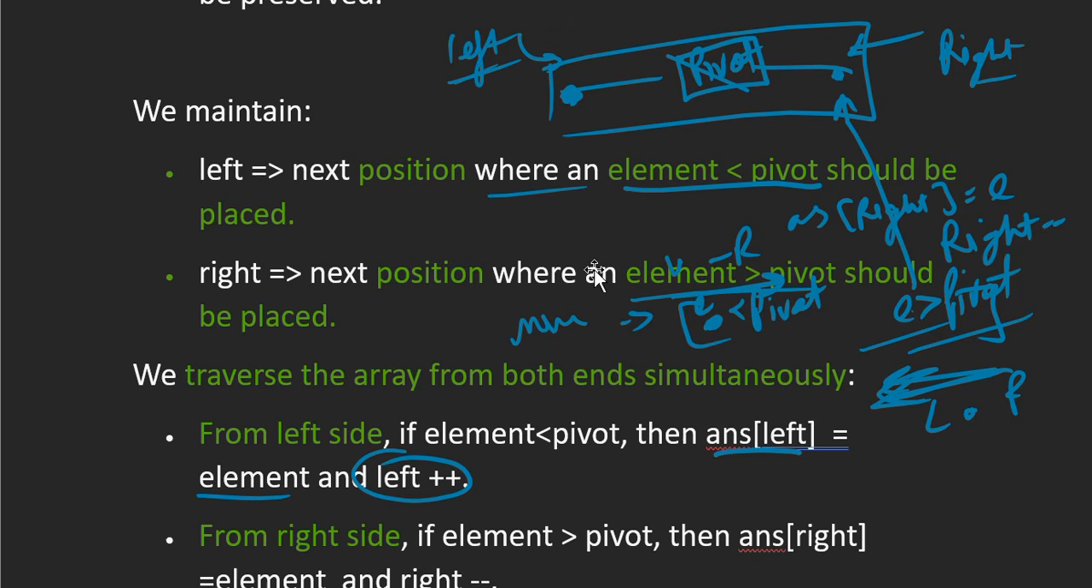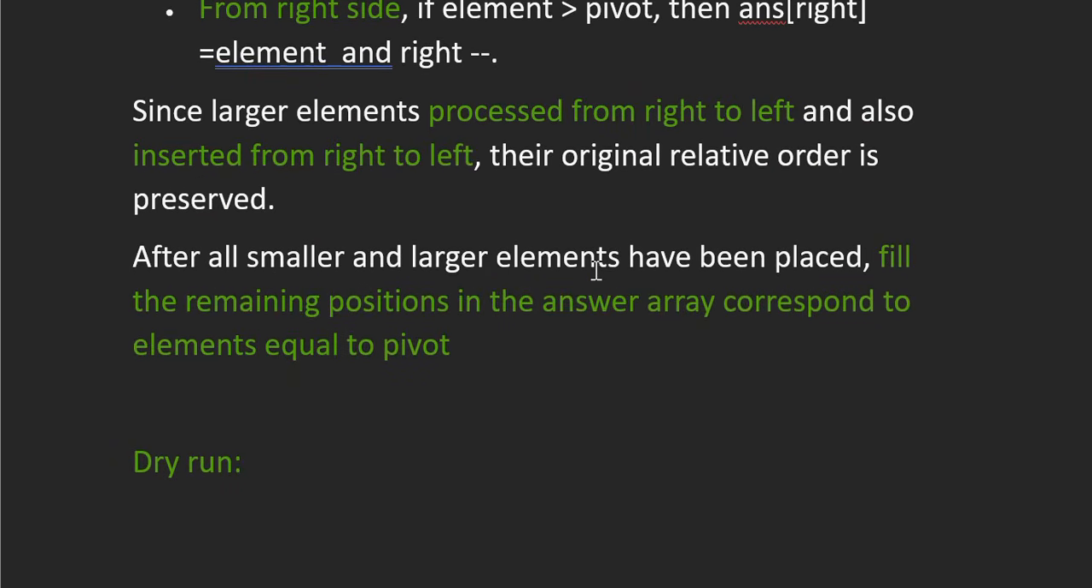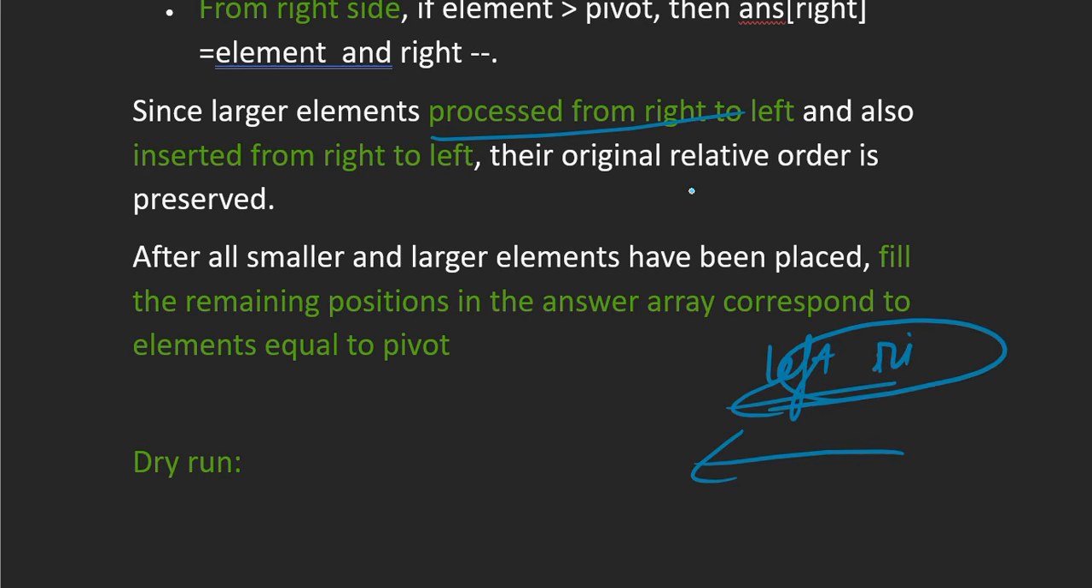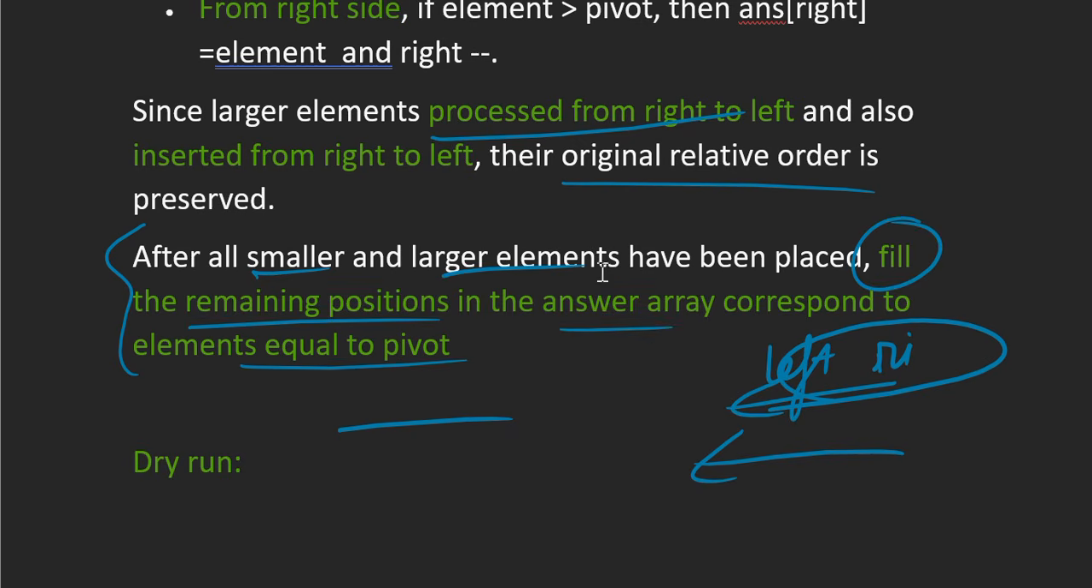So this is our approach part. As we have processed the larger elements from right to left, and while filling them we are also filling them from right to left, so their relative order is preserved, right? And this point I already told. Once we put the smaller and larger elements, then we fill the remaining positions with the elements equal to pivot.